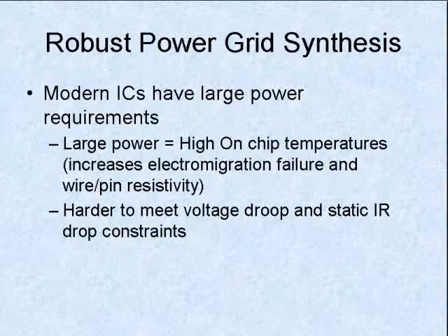Modern circuits have large power constraints, which exacerbates the power grid synthesis problem for two reasons. One, large power and power densities in integrated circuits mean higher temperatures, which makes it harder to meet the electromigration constraints. Also, large temperatures increase the resistivity of wires, which also makes it hard to meet the voltage constraints.